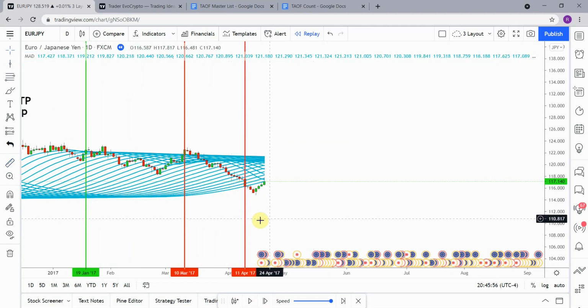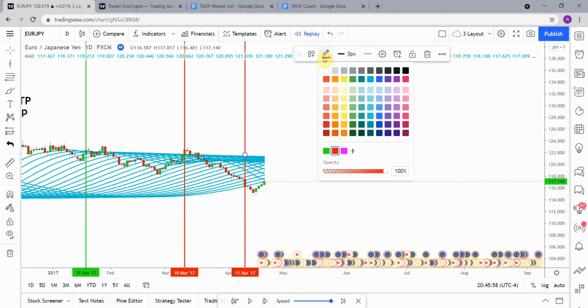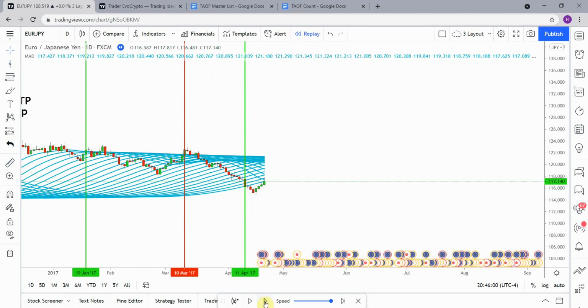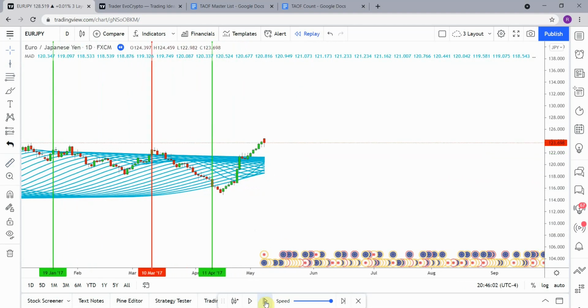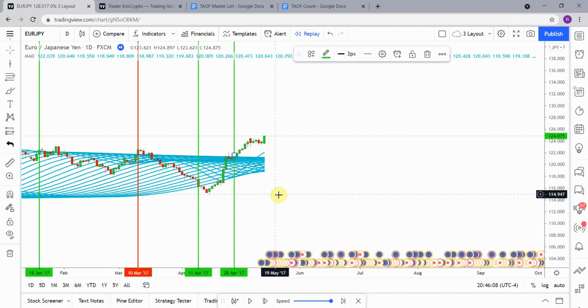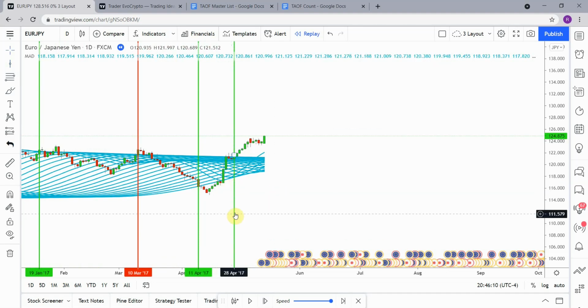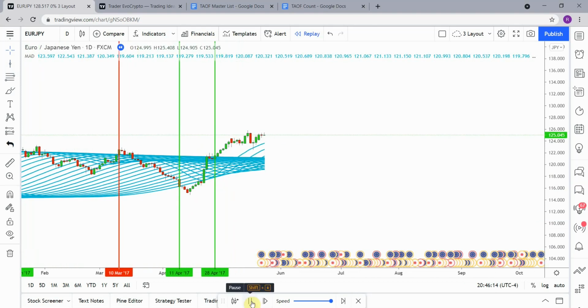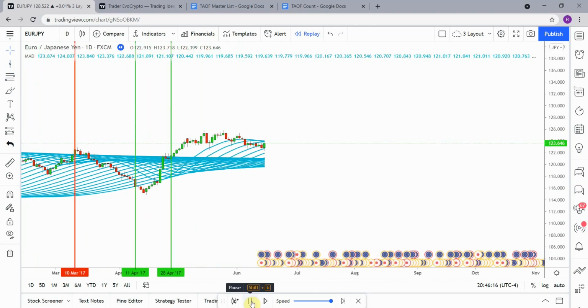Looks like we got to take profit. We did. Go ahead and continue forward. We then get the break to the upside right there, and that one also is going to get us to take profit.